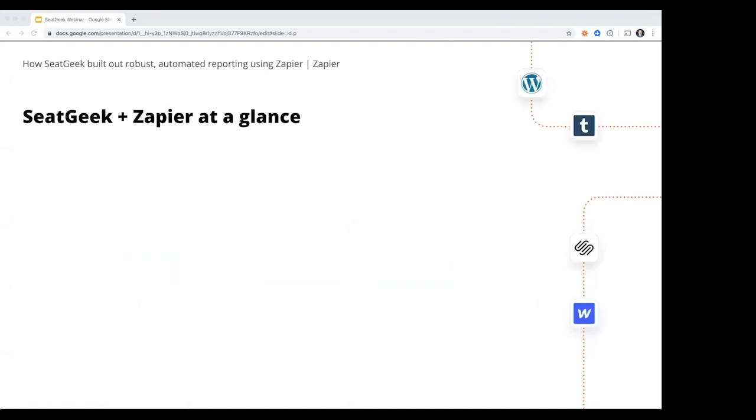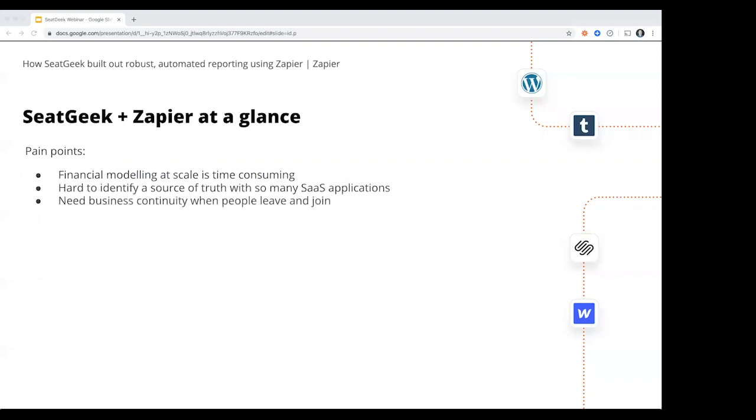So just to reiterate a few of the talking points that we covered today, in terms of the pain points that SeatGeek was experiencing, I love the use case around financial modeling, and the scaling that was just very time consuming. Having this source of truth when you have so many different SaaS applications can be hard to identify. And then the need to have business continuity when people leave and join, and they have been the ones to set up automations. And so Zapier helps in a few different ways here.